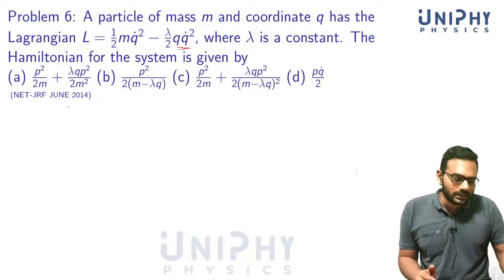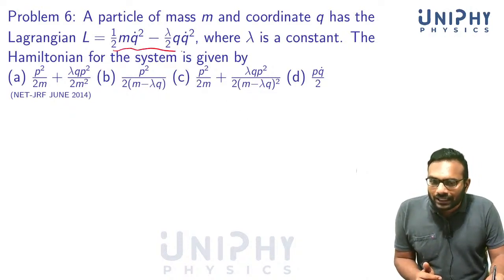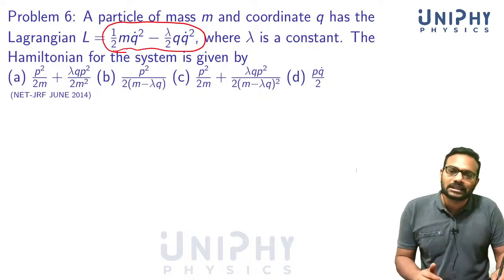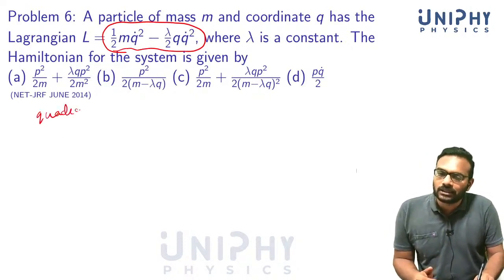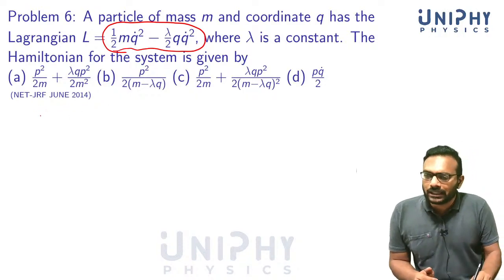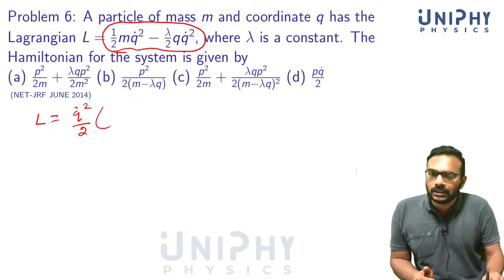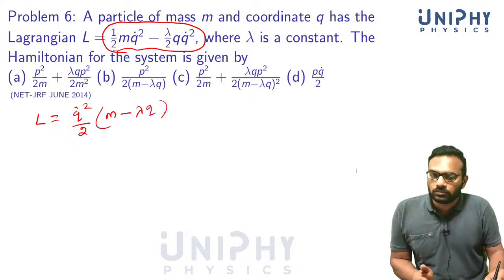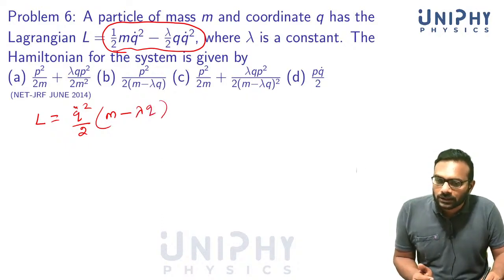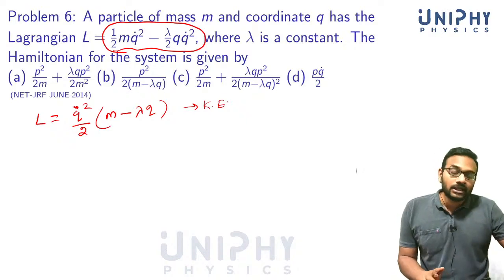Since we are doing this in a competitive examination, you have to be really quick. You notice here that this term only has a kinetic energy. How do you know whether a term is a kinetic energy? If it is quadratic in velocities, if you have velocity square or the product of two velocities, then it's a kinetic energy term. In the Lagrangian, you can pull q dot square divided by 2 outside, and what you have is m minus lambda q. This is quadratic in q dot, which means it is a kinetic energy term. There is no potential energy term.